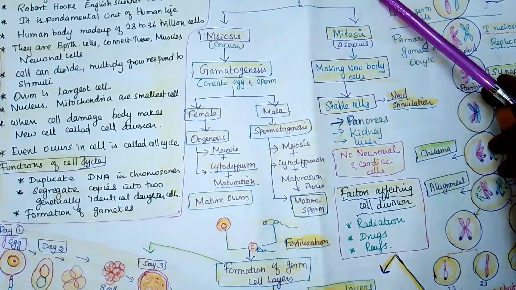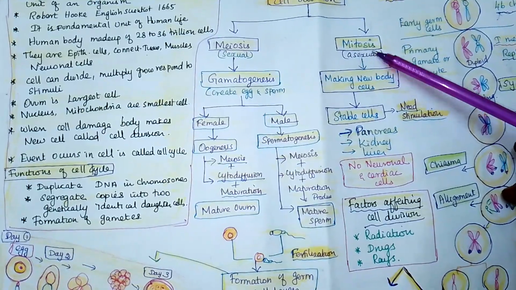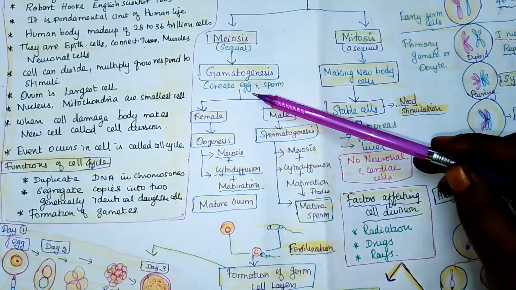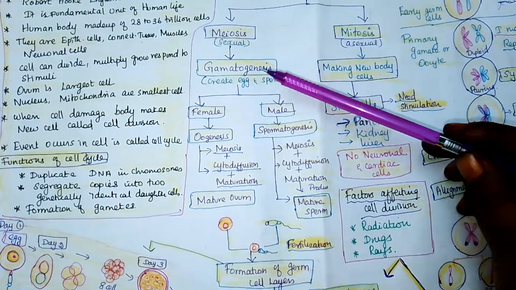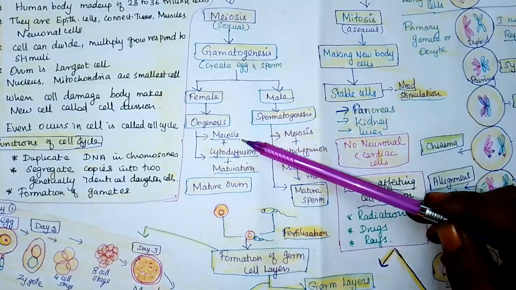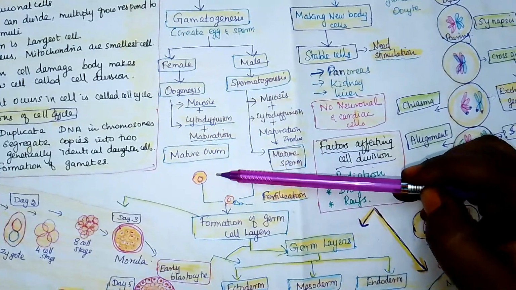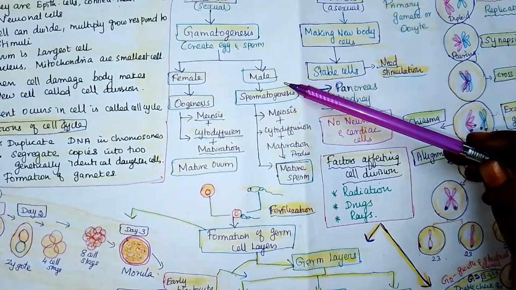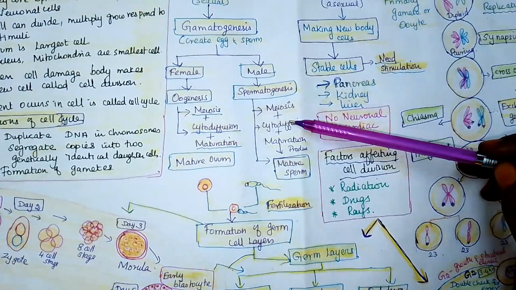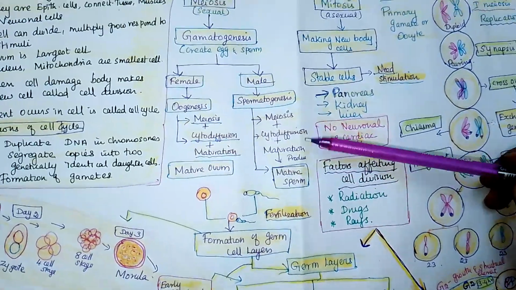Now we will see cell division. Cell division is meiotic cell division and mitotic cell division. So what is meiotic cell division? It is the process of creating the egg and sperm, called gametogenesis. In females, oogenesis takes place: meiosis, cytodifferentiation and maturation, and the mature ovum develops, right? In males, spermatogenesis: meiosis, cytodifferentiation plus maturation produce the mature sperm.